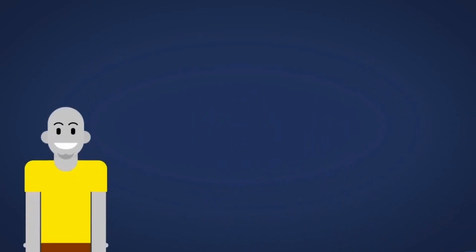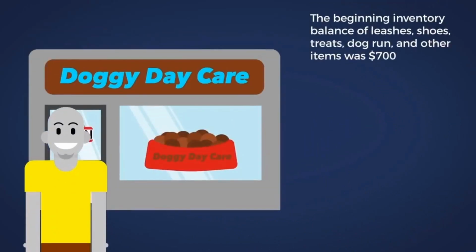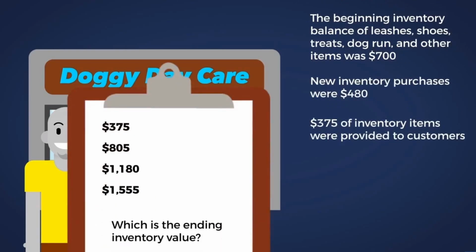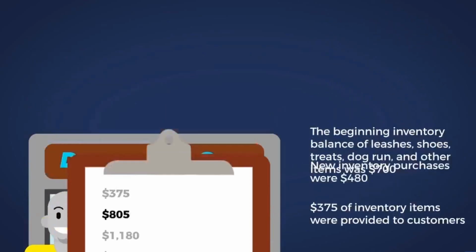Trey is reviewing the previous year's cash flow for his dog walking business. His beginning inventory balance of leashes, shoes, treats, dog run, and other items was $700. New inventory purchases were $480. $375 of inventory items were provided to customers. Of the following, which is the ending inventory value? Let's add the existing and new inventory values together. 700 plus 480 is 1,180. Subtract the $375 worth of inventory provided to customers, and we have an ending inventory value of $805.